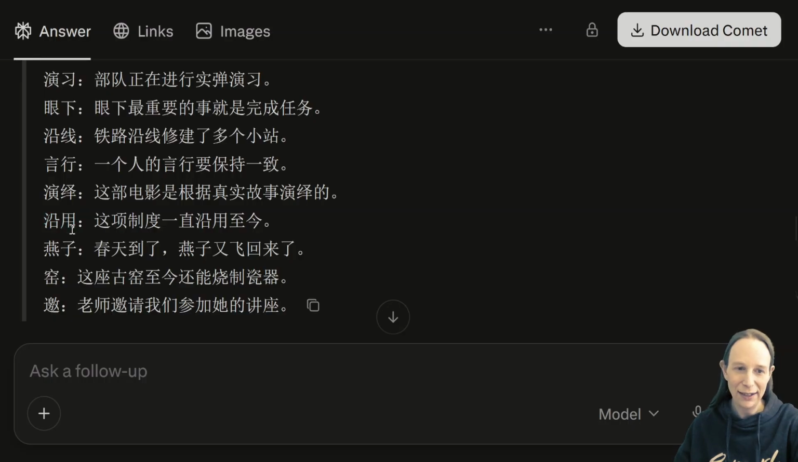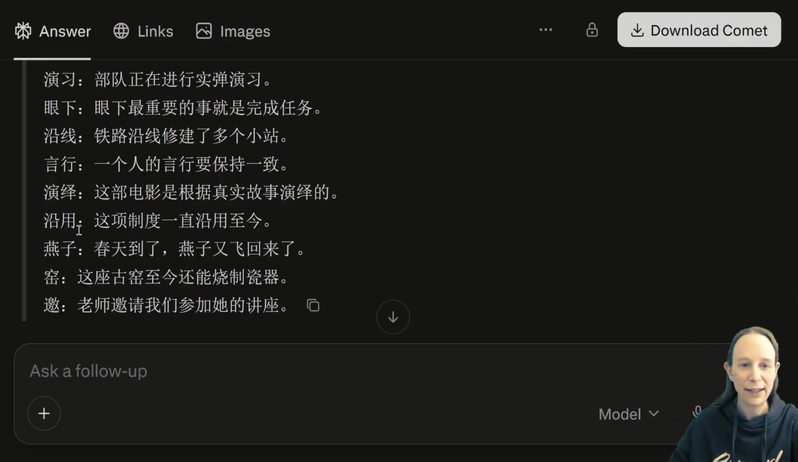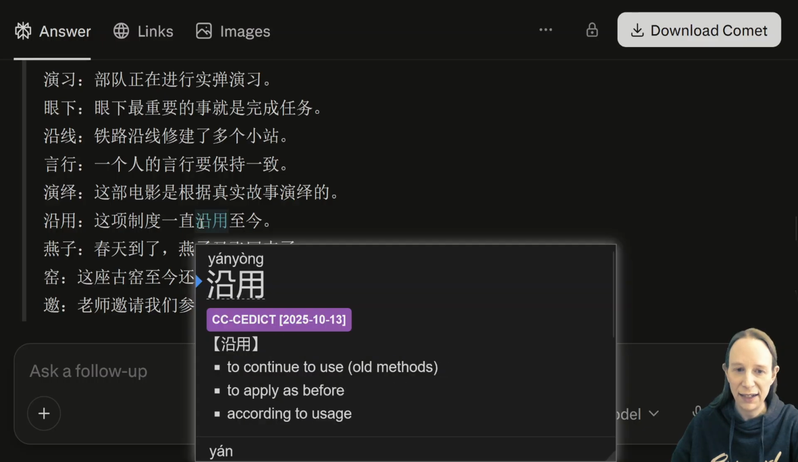Yanyong, we saw, this was like an extended meaning or something, was it? I forget. 就像制度一直沿用至今. This is yan with respect to time. Continue to be used until today. Okay. Applied.